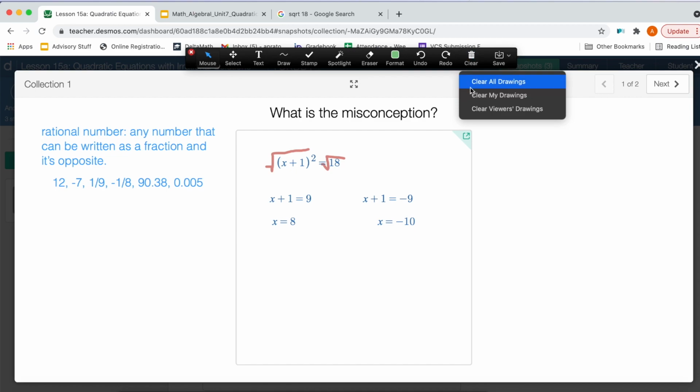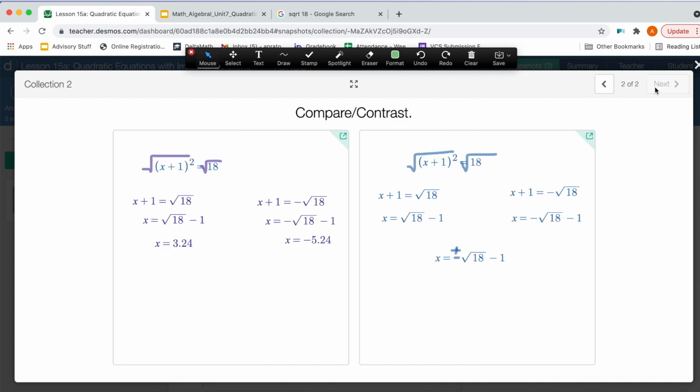So then on the next slide, I chose 2 pieces of work, and I'm asking students to compare and contrast the strategies. Well, what did they do similarly? What did they do differently? Similarly, they both square rooted as a first step. They both found the square root of 18 and the square root of negative 18 as their solutions.